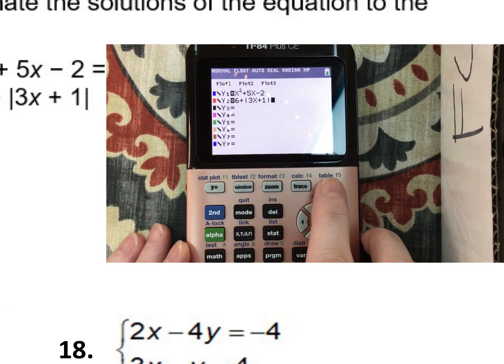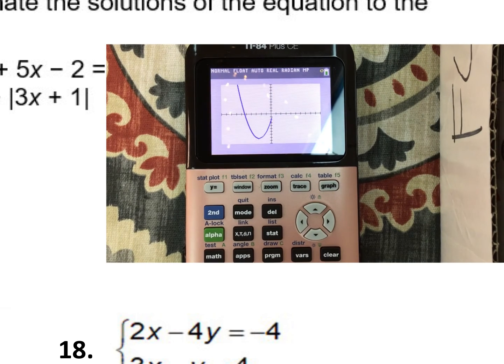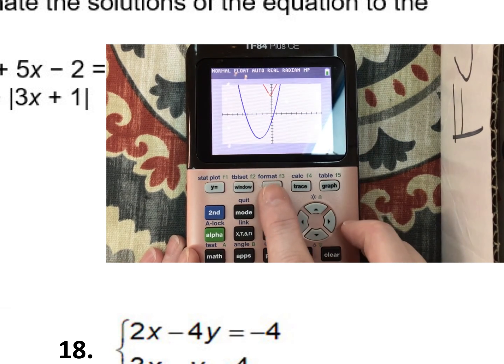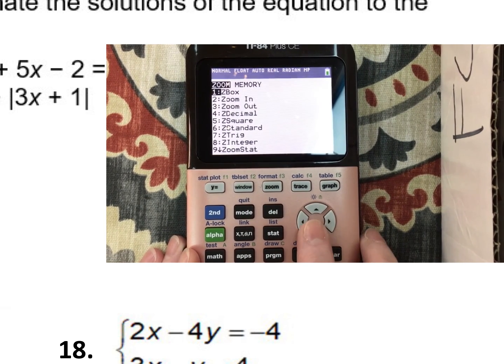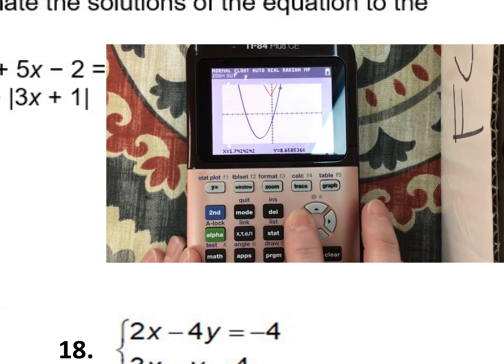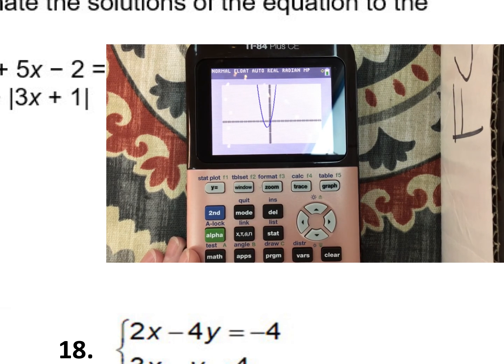All right, I'm going to hit graph. We've got our parabola. We've got our absolute value. I can see that they're not crossing on my graph, so I need to zoom out. I'm going to hit zoom. Let's zoom out a little bit. I need a better picture of this. I'm going to move my cursor. Where do I want to zoom out from? Over here somewhere. Let's just zoom out and see if we can get a better picture of what's happening.